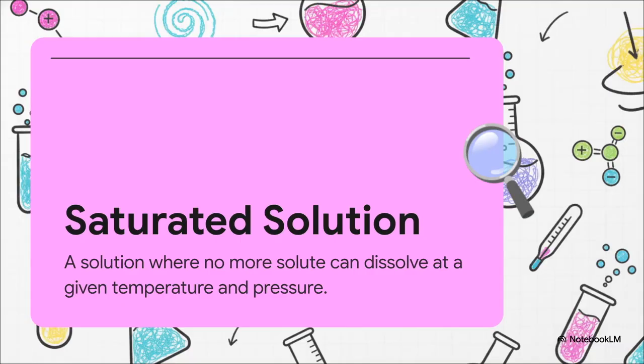Now, if you keep dumping solute into a solvent, eventually it's going to stop dissolving. We call this a saturated solution. Think of it as a state of dynamic equilibrium, the exact point where no more solute can possibly be dissolved at that specific temperature and pressure. That maximum concentration, that is officially known as its solubility.